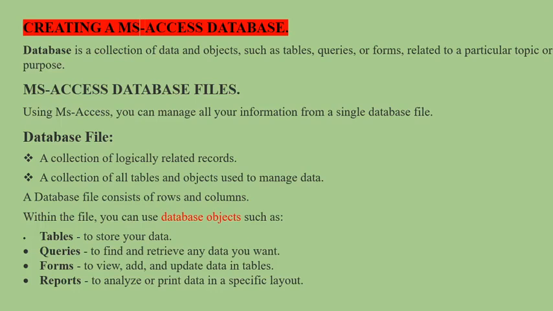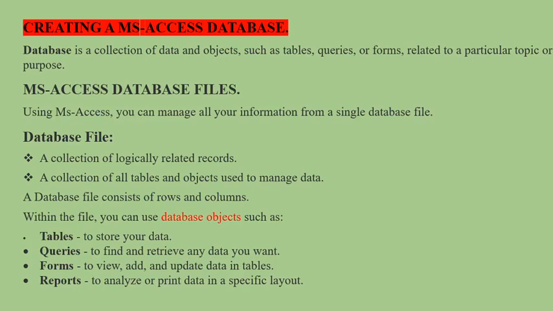Let's look at a database file. It is a collection of logically related records. Then we usually have database objects. Microsoft Access will allow you to come up with a database with the help of database objects. The database objects include, we usually start with a table, then you have queries, then you usually create GUIs or forms, then we usually use reports.